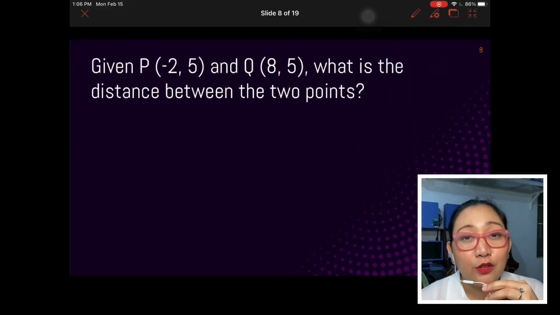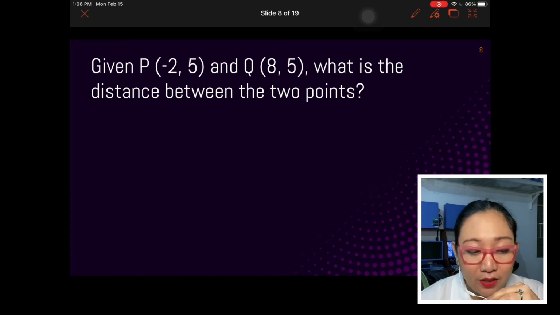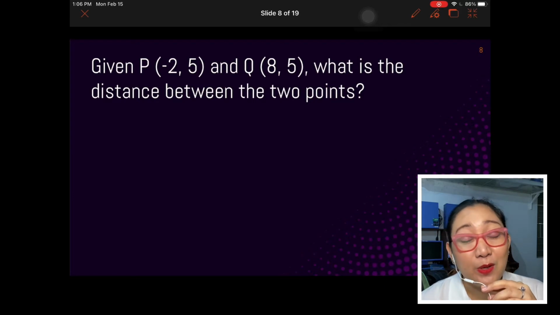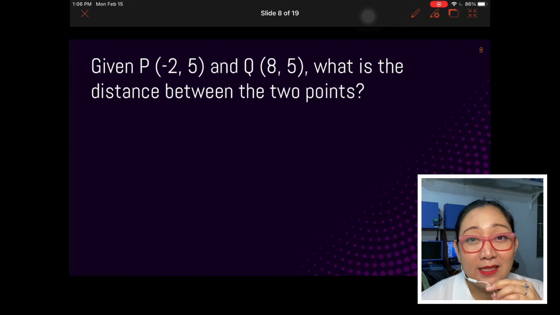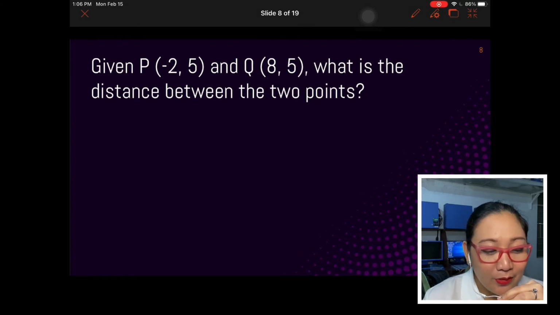Okay, so let's start off with a specific example. So, meron po tayo ditong given P is negative 2, 5 and Q is at 8, 5. What is the distance between the 2 points? So, this one is very straightforward. Aaralin lang po natin kung paano natin gagamitin si distance formula. Okay? So, all we have to do is to use our formula.